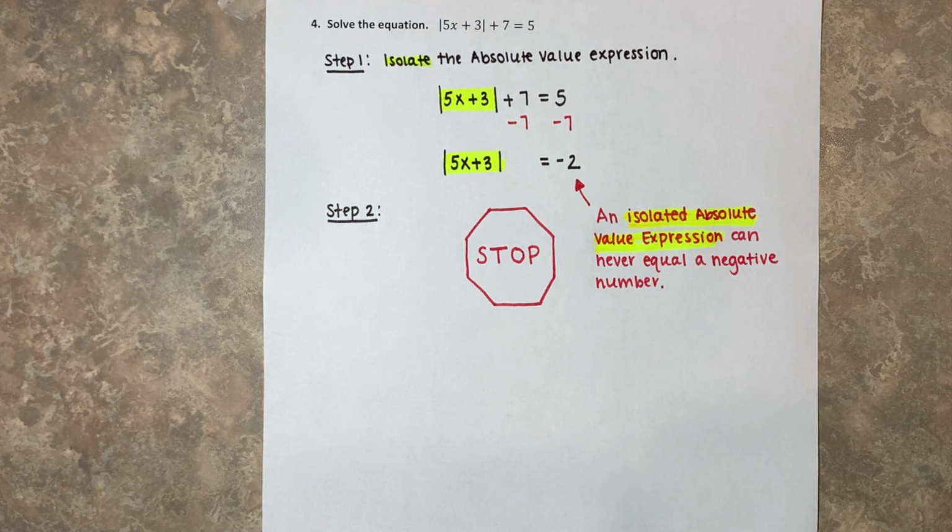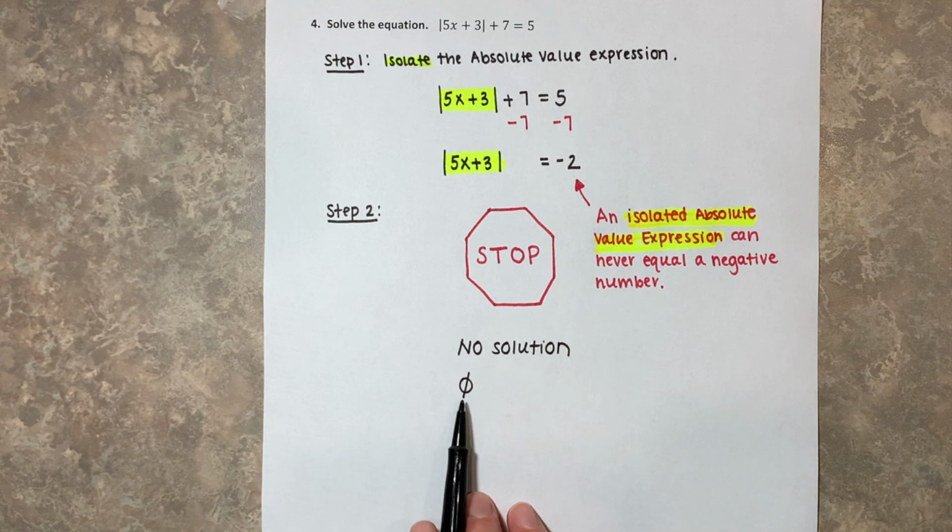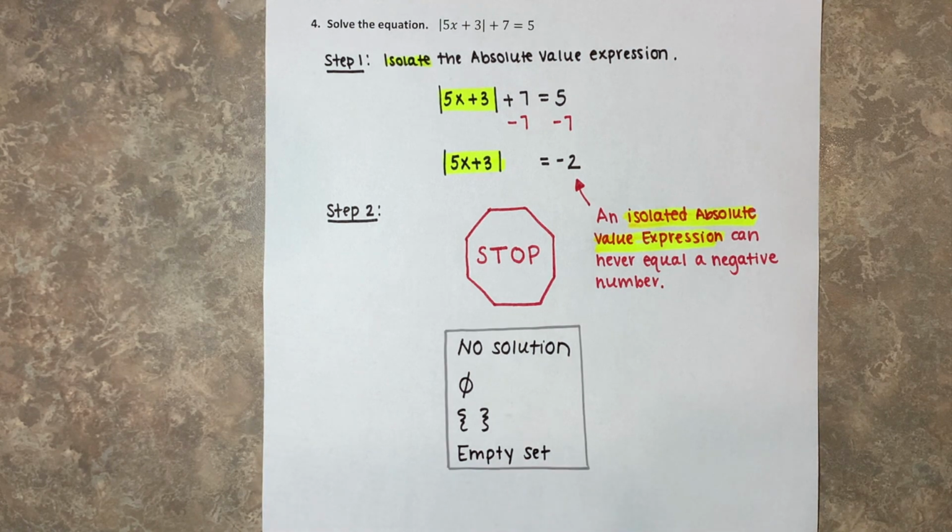So our final answer here, you could write as no solution. You could also write this symbol, which means no solution. You could also draw these empty brackets, or you could write empty set.